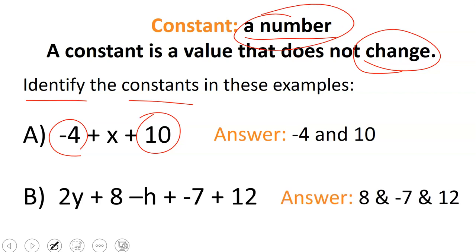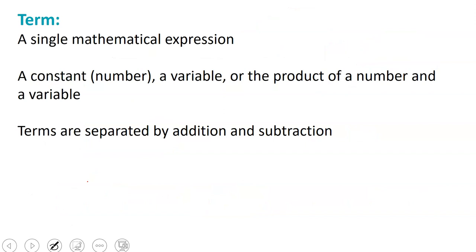Now, in this next example, 8 is a constant, -7 is a constant, and 12 is a constant. The 2 is not a constant, it's a coefficient. In fact, it's not a constant because it's a part of a term that changes based upon what the variable is equal to. And last but not least, term.